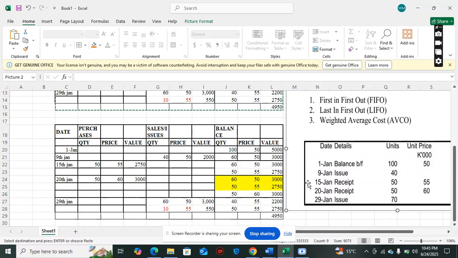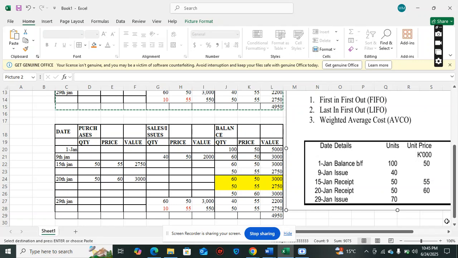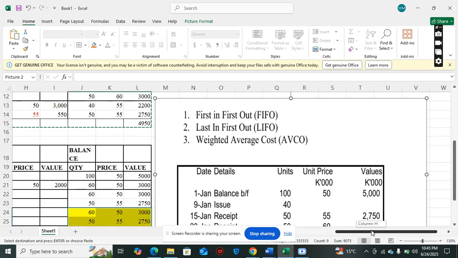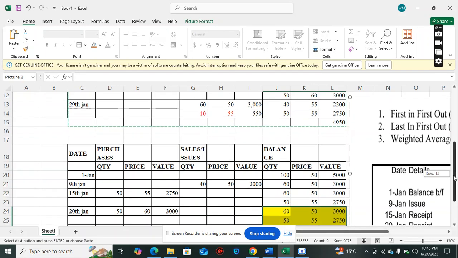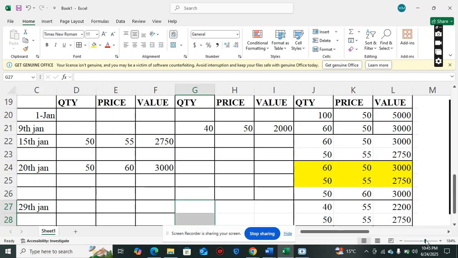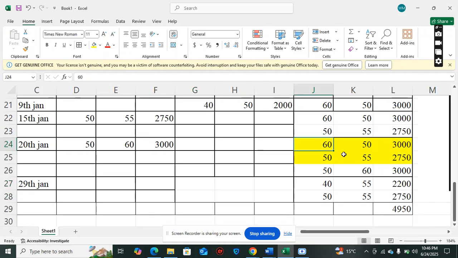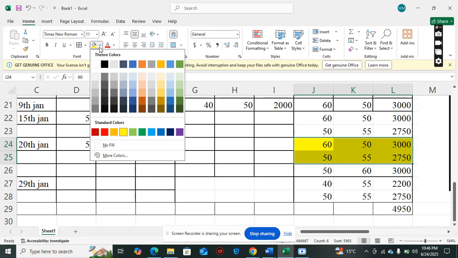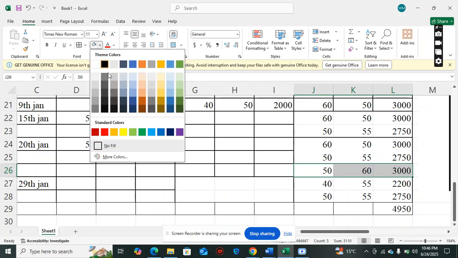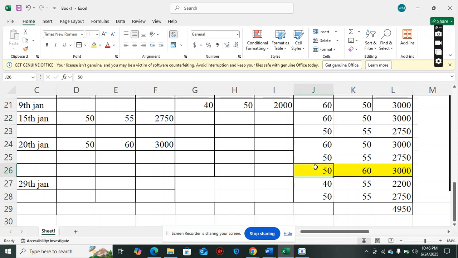Then we have an issue of 70 units. So this time, since we've got three batches, we're going to remove from the latest. Last in, first out, meaning we've issued 70 units. So the batch that came in last, or the latest batch, is these 50 units at 60 kwacha per unit. So we'll remove from them first.